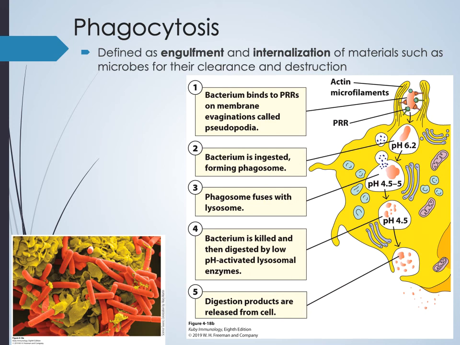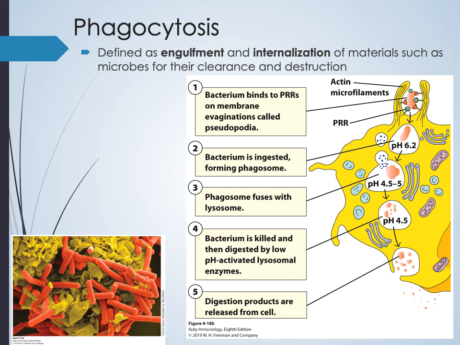The pseudopodia are created by this rearrangement of the actin so that they will actually envelop the microbe or the cell that is being engulfed. When the pseudopodia close around the material, and I think of it like a bear hug, it ends up putting it into a vesicle, and that vesicle is the phagosome. So the phagosome is going to contain the bacteria or foreign material.